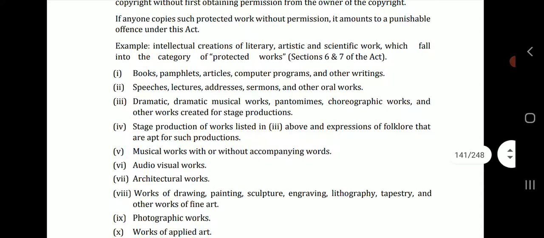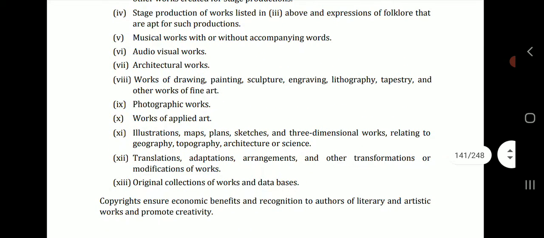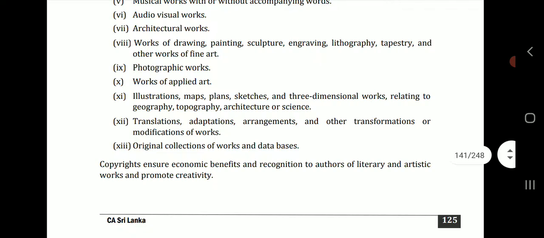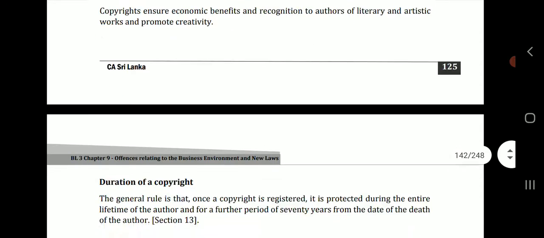So these are the things: audiovisual works, architectural work, dramatic works, speeches, books, pamphlets, photographic works, applied arts, illustrations, maps, translations, original collections, databases. Yeah, it's all under copyrights.